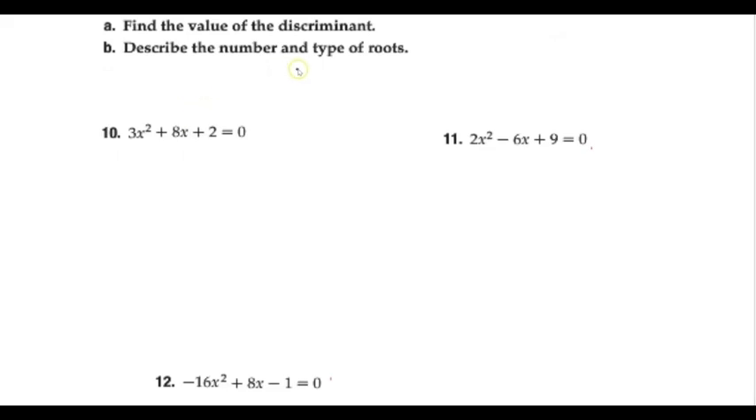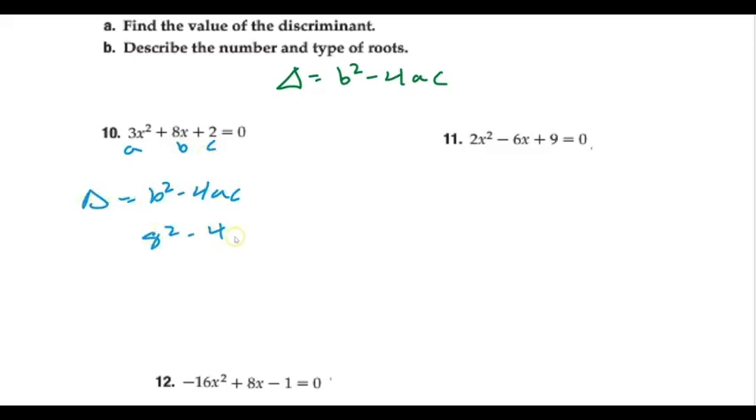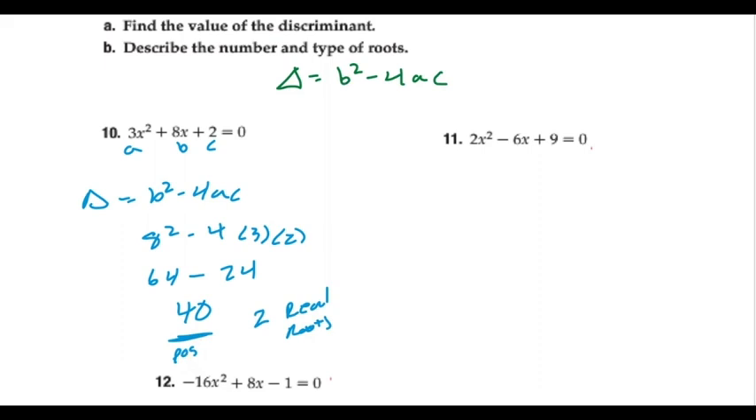Now I'll give you the formula for the discriminant. The discriminant is this: b squared minus 4ac. You just got to know how to use it and what it means. Let's find the discriminant for this thing. So this is a, this is b, this is c. I'm going to get 8 squared minus 4 times 3 times 2. This is 64 minus 24. I get 40. The discriminant's 40. What does that mean? It's positive. That's all I care about. It's positive, so I have 2 real roots. That's all that matters. It's a positive value.